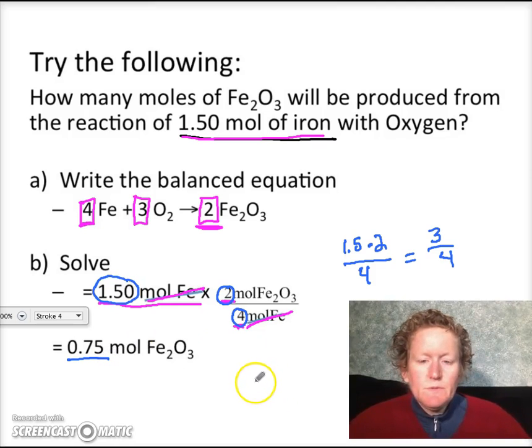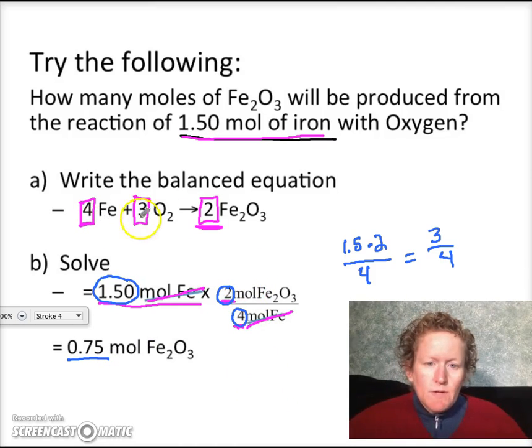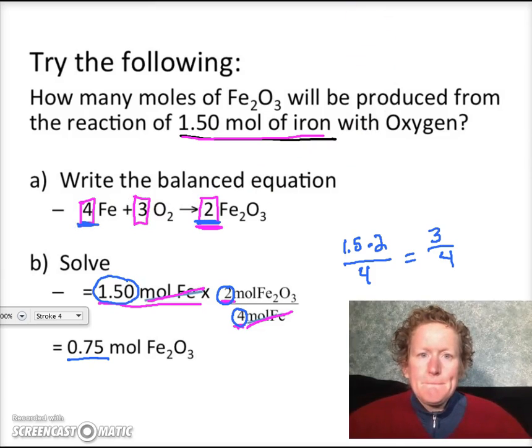Hopefully that wasn't too scary. We just got our molar ratio. We just looked right here at the balanced equation.